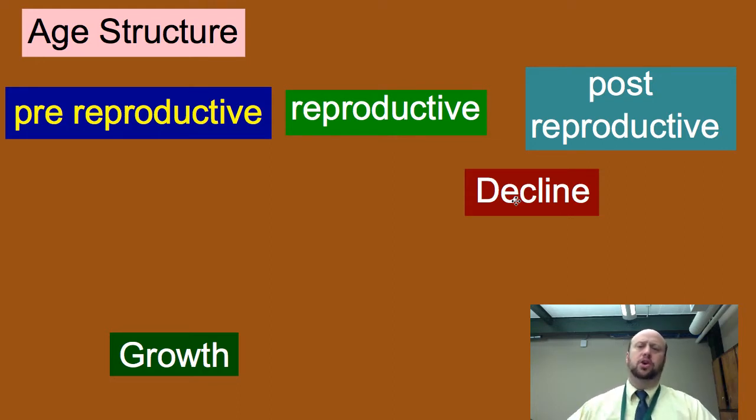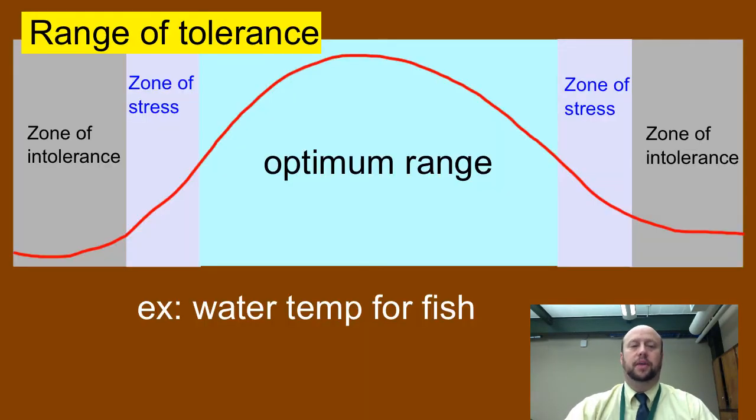This is actually true in a lot of Europe as well, where you've got a lot of post-reproductive population, and so therefore your population is probably going to go down. Now, there are social factors that come in here as well. Like for human populations, if people are choosing to have children later, obviously that's going to skew this data a little bit as far as growth and decline.